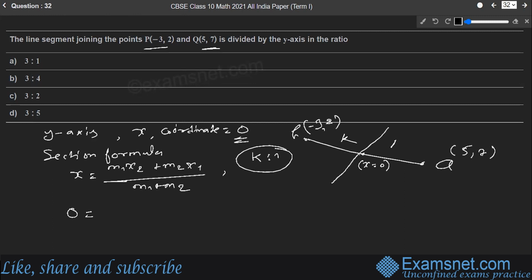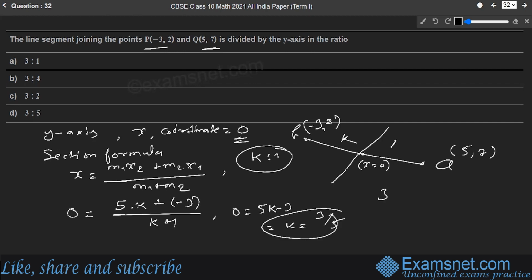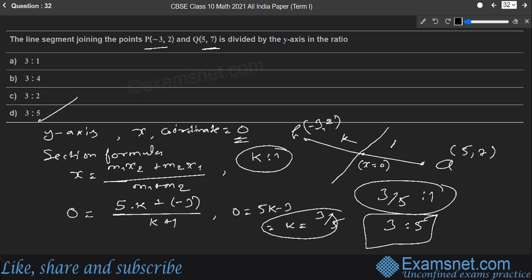So if we put the values, we get the section formula as 0 is equal to 5 into k, that is m1 x2, plus m2 x1, that is minus 3, divided by m1 plus m2, that is k plus 1. Further, 0 is equal to 5k minus 3, which gives us k is equal to 3 by 5. So the ratio becomes 3 by 5 is to 1, or we can write this as 3 is to 5. So the right ratio is 3 is to 5, available in option D.